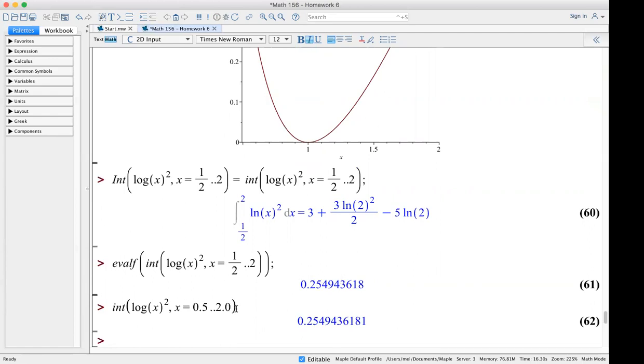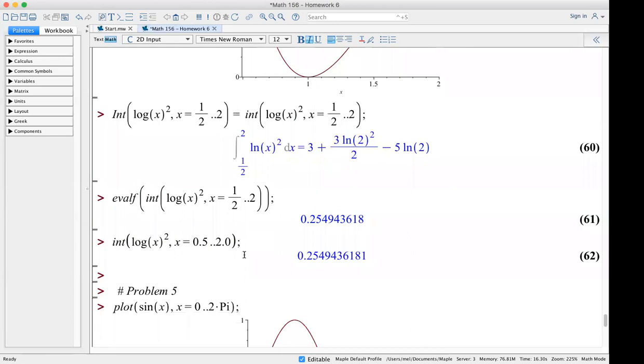Here, it's almost the same integral, except instead of integrating from 1/2 to 2, I wrote 1/2 as 0.5 and 2 as 2.0. In general, in Maple, if your numbers are decimals, the answer will come out as a decimal. So I could have avoided this step if I knew I wanted a decimal answer and just written 2 as 2.0.